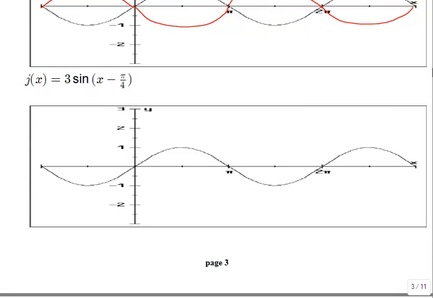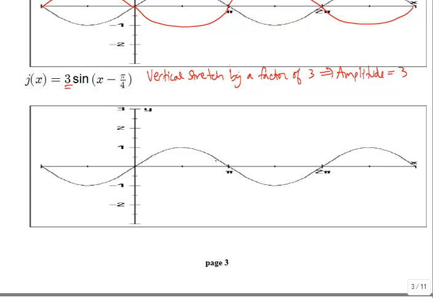Okay, the next one here is a little bit trickier because I have two different transformations. I have this 3 out front. The 3 causes a vertical stretch by a factor of 3. It's vertical because it's on the outside of that sine function. And remember that when you have this A out here, which is what we normally call it, that's your amplitude. So this is affecting the amplitude, and that means the new amplitude of my graph is going to be 3. So instead of only going 1 high, now we're going to go 3 high, just like that.